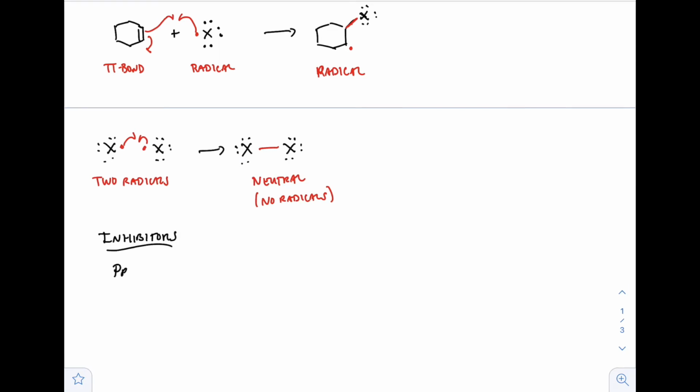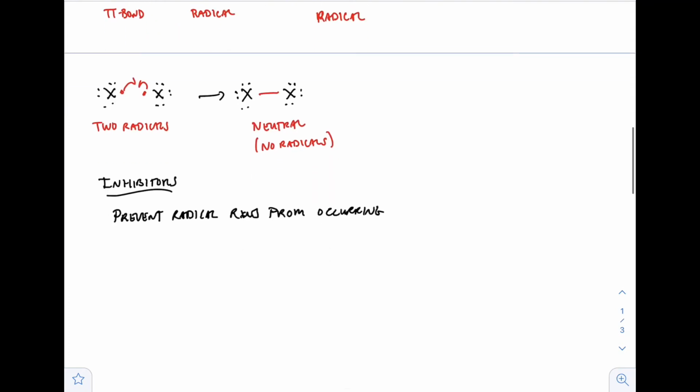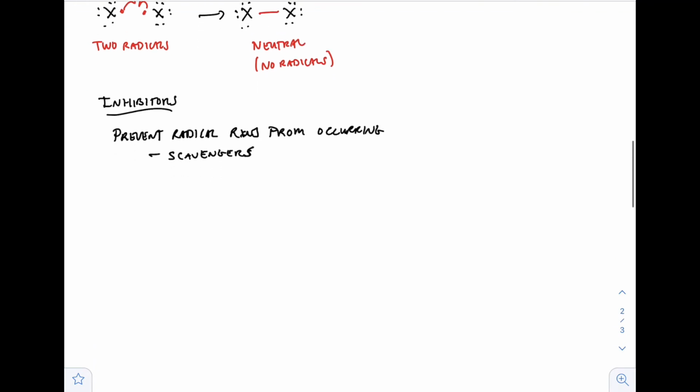I guess the defining characteristic of these ones is going to be that they are inhibitors. So they prevent radical reactions from occurring, right? And you can also call them scavengers, because scavengers would be another class of inhibitors, but scavengers would seek out radicals, maybe within the body, for example.